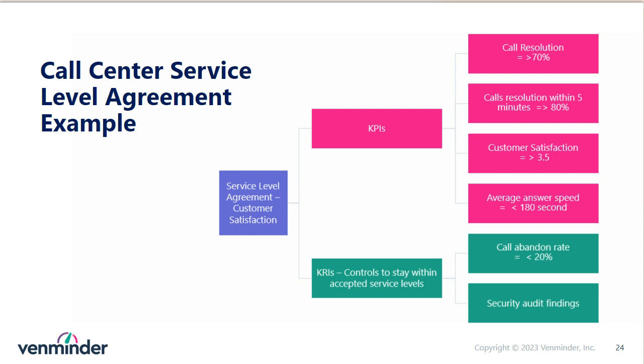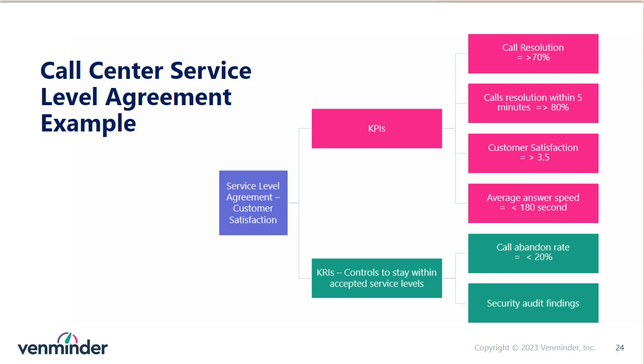And we want the calls resolved in 5 minutes or less. So 80% of the calls must be resolved within 5 minutes. We also have a customer satisfaction score from the post-call survey, and we need that average to be at least 3.5 or higher, and that's on a scale of 1 to 5. We want the calls to be picked up within 180 seconds, and that means that customers do not hold for more than 3 minutes before they actually get to talk to an agent. Yep, we want that to happen faster, but 180 seconds is the minimum acceptable wait time before they miss the SLA.